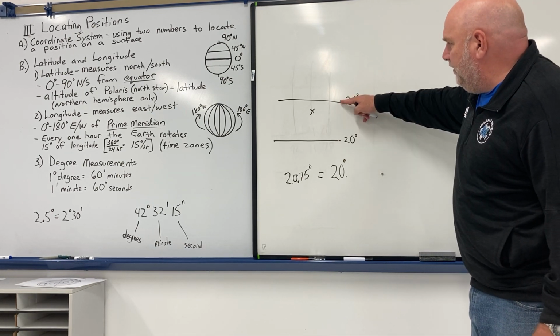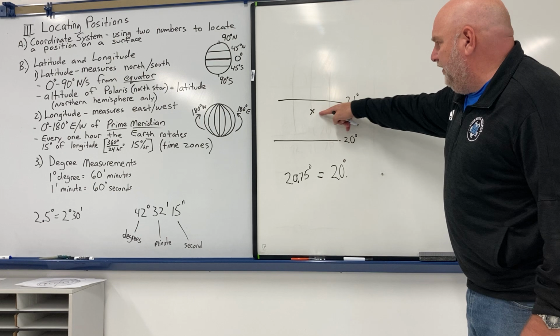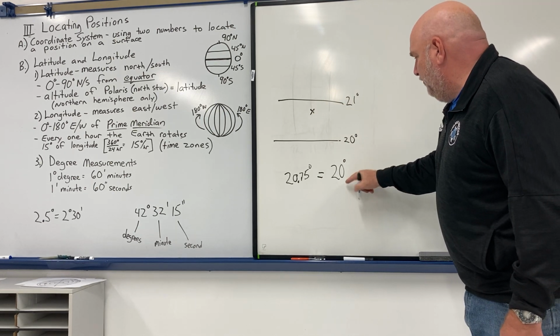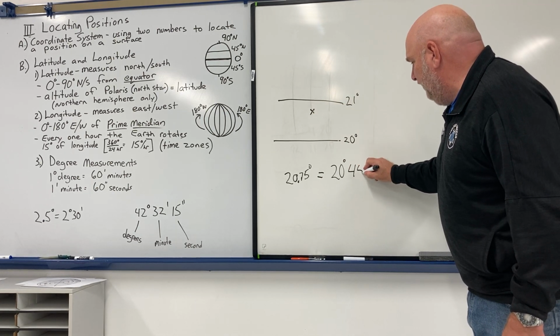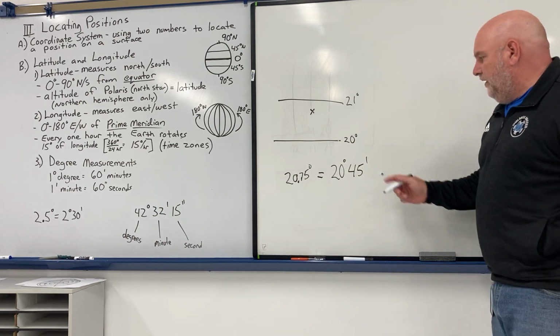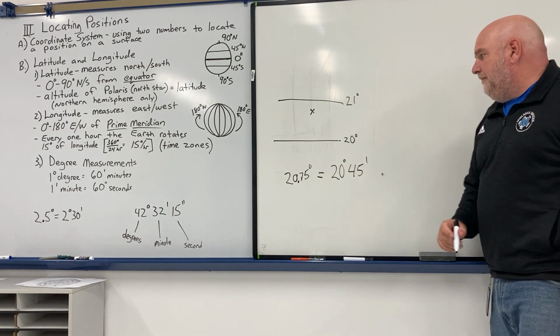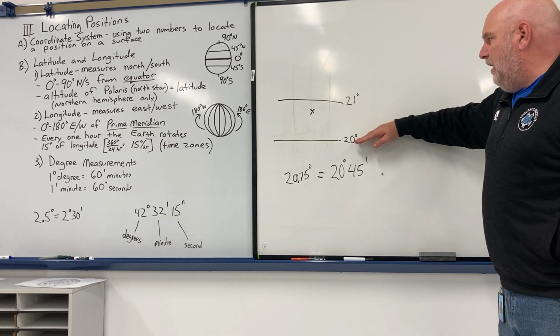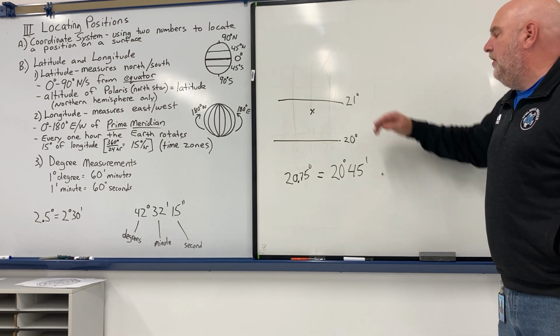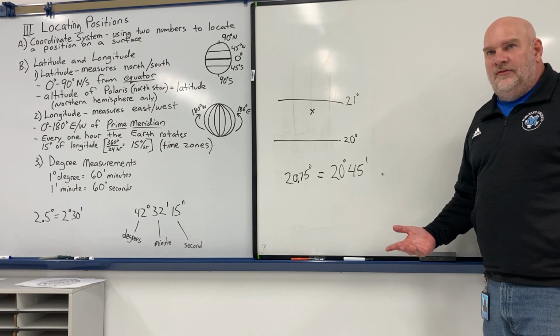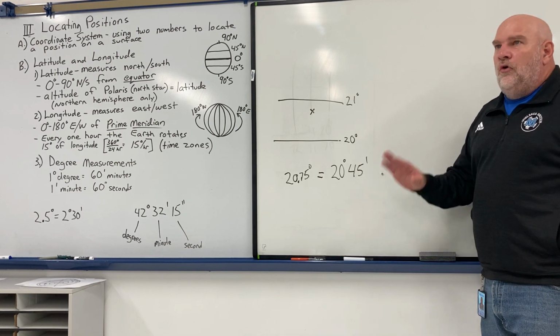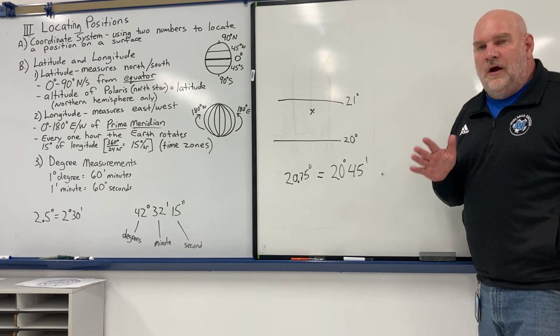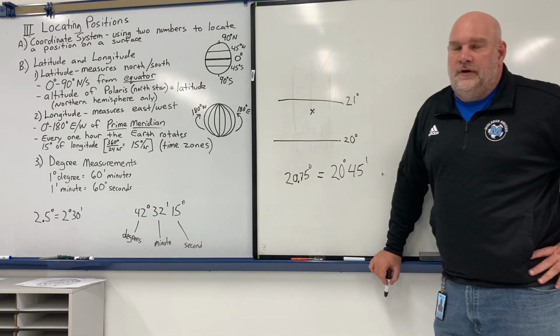If it's 60 minutes from there to there, 45 would be like 3/4 the way up. So another way I could write that would be 20 degrees, 45 minutes. So that is the same as that. All right. Now, I said from here to here was around 60 miles, and there's 60 minutes in a degree. So roughly every minute is about a mile, all right?